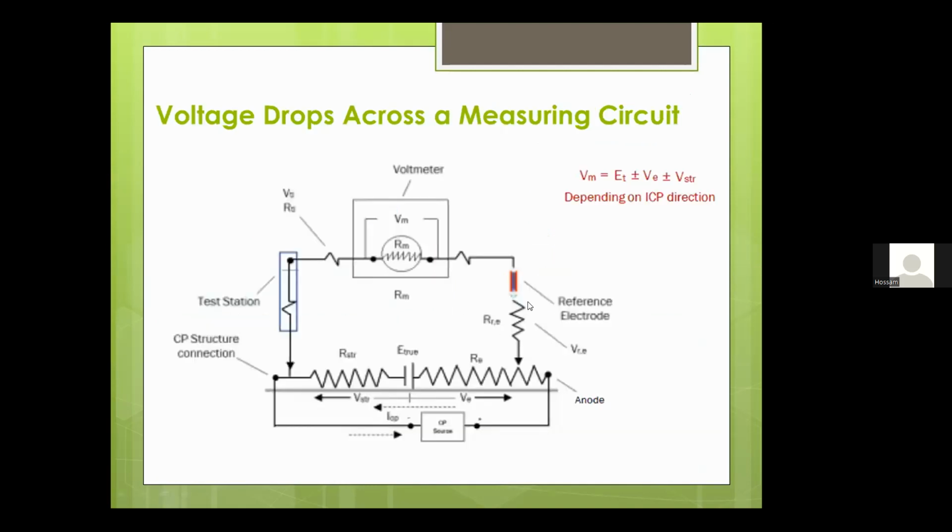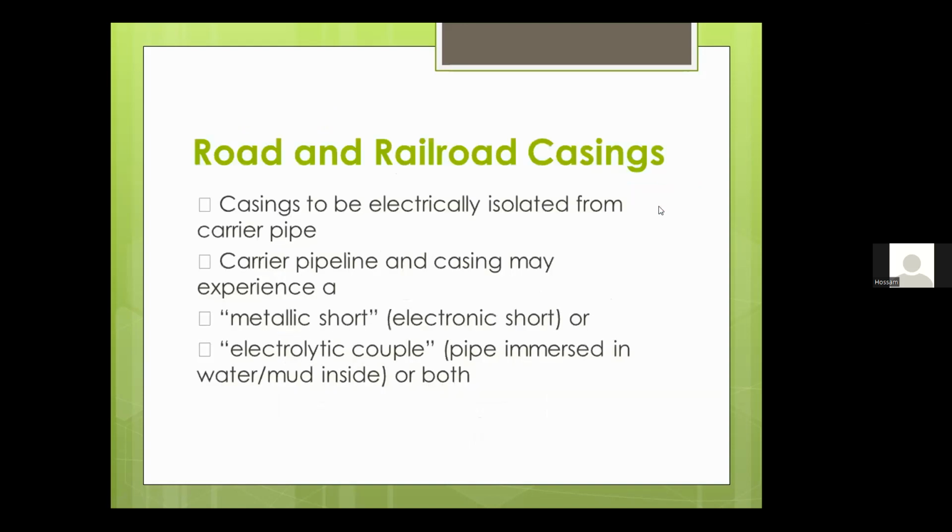Also, the connection from the electrolyte to the reference electrode here has a resistance which will be calculated in the circuit. This equation is: the measured potential equals the true potential plus or minus the voltage drop in the electrolyte and the voltage drop in the structure, depending on the direction of the current.